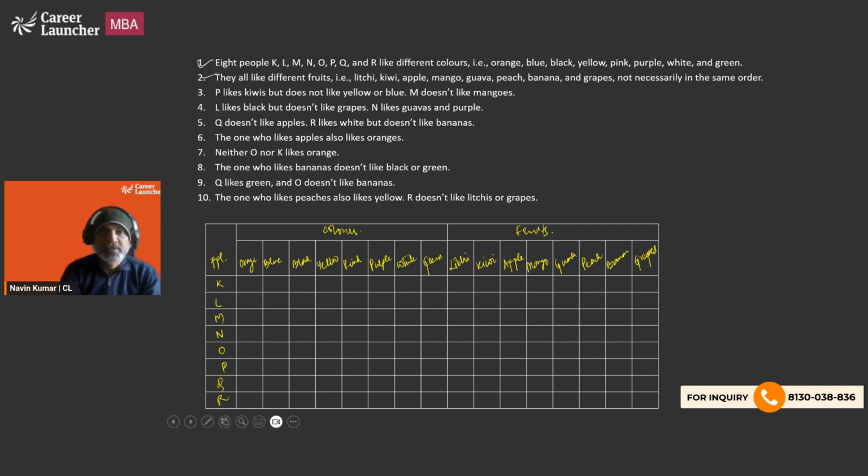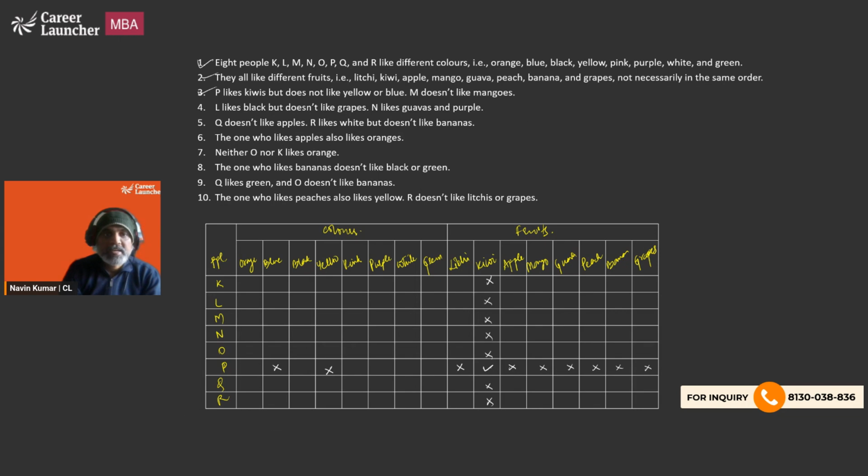Let's look at the next one, the third one. P likes kiwi. So we will go to P, we'll put a tick in the kiwi part, and we're going to put a cross for all the other fruits because each person likes one fruit. And then we're going to put a cross within the kiwi column because if P likes kiwi, nobody else does. Right? But P does not like yellow or blue. So within P, we are going to cross out yellow and cross out blue.